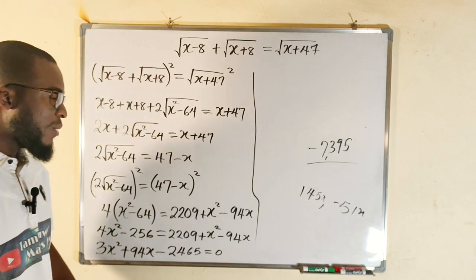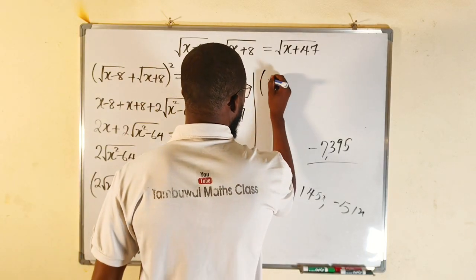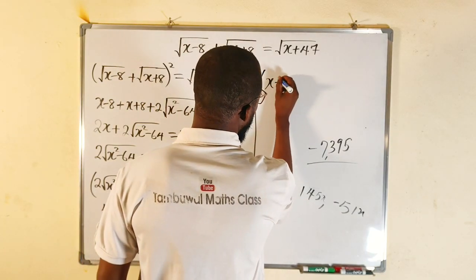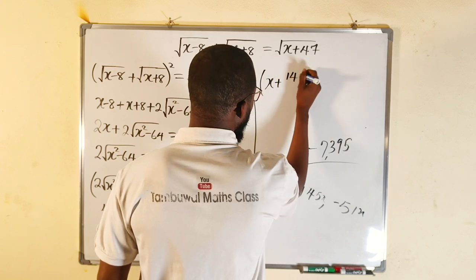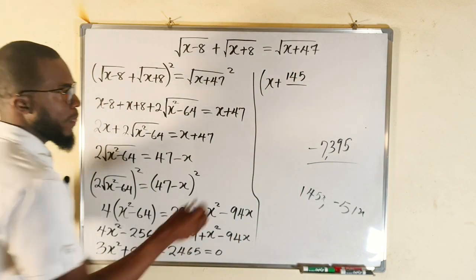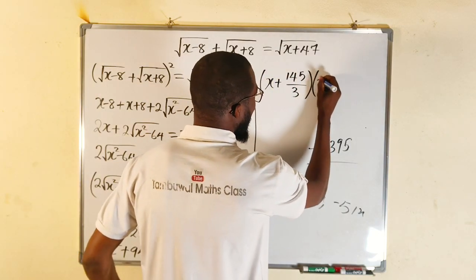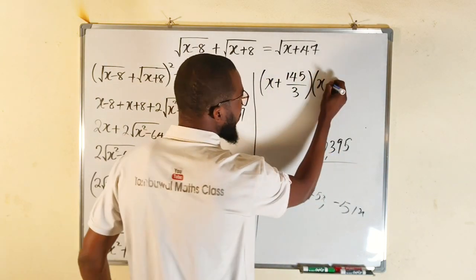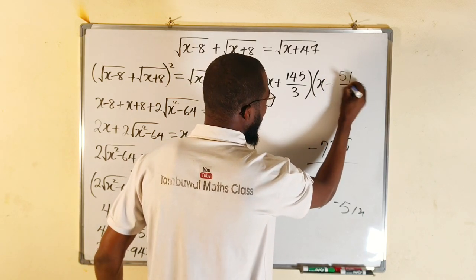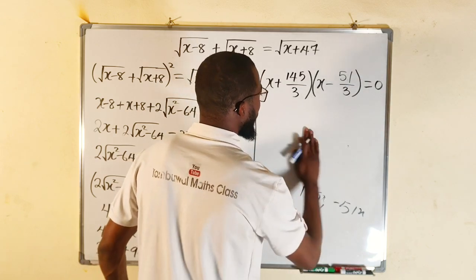But I don't want to do that. Let me use the shortcut method. In the shortcut method, we have x plus 145, then you divide by the leading coefficient 3. This is the shortcut method of factorization. Then x minus 51, divide by 3. The whole of this is equal to 0, right?